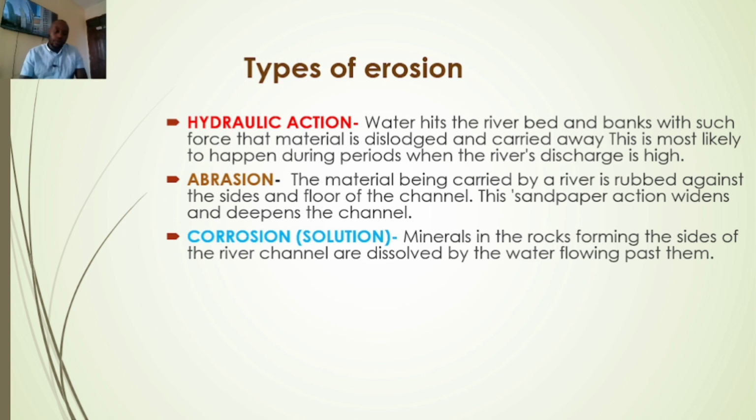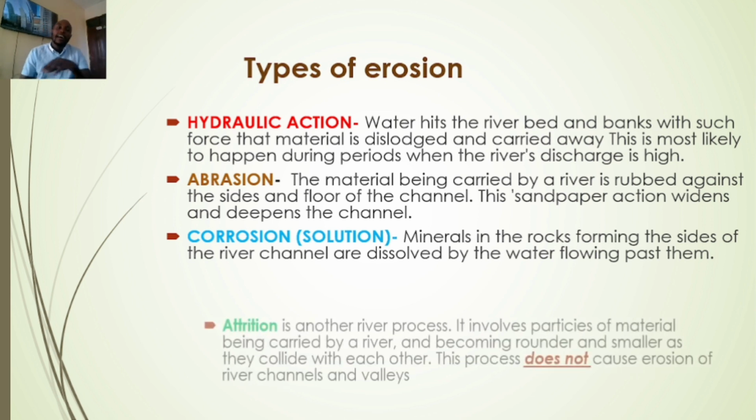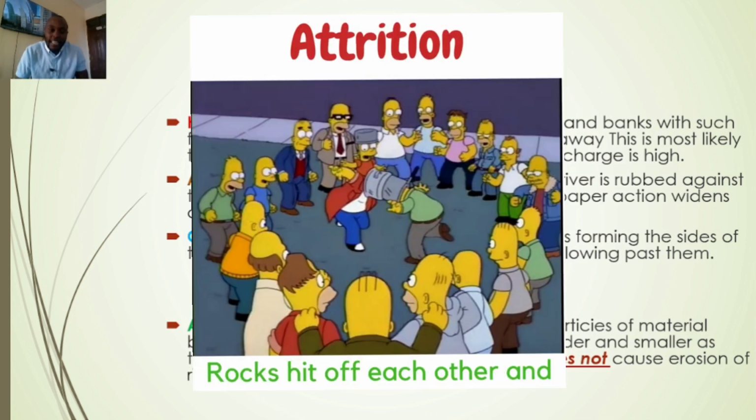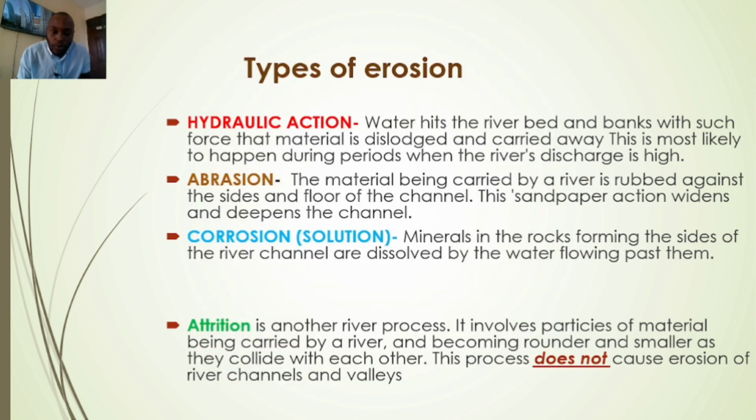We talk about the river environment, but I've told you that you normally have four types of erosion. The fourth one is what we call attrition. It is another type of river process. Of course, it's happening in the river, but it does not actually result in landforms. It's just eroding. It involves particles of material being carried by a river becoming rounder and smaller as they collide with each other. Think of materials carried by the river hitting against each other and becoming smaller with time.